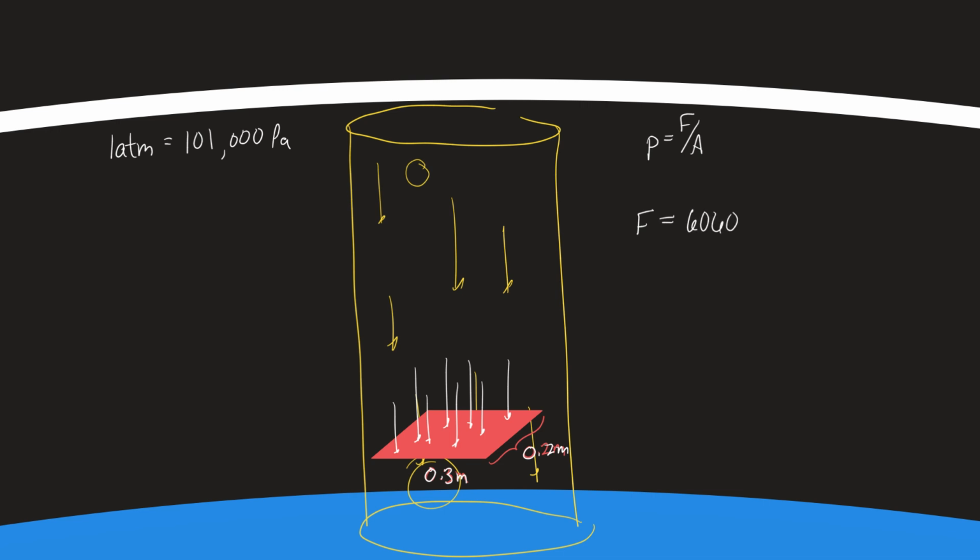6060. You sure? It's 60,000? I think you have an extra zero in there. I think it's 6,000. Anybody want to back me up? There we go.